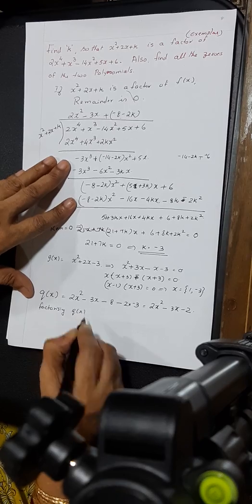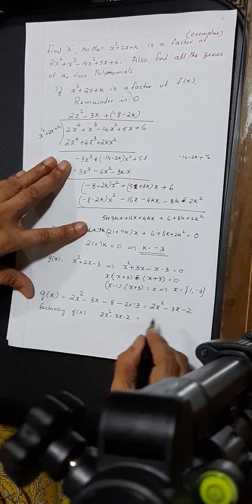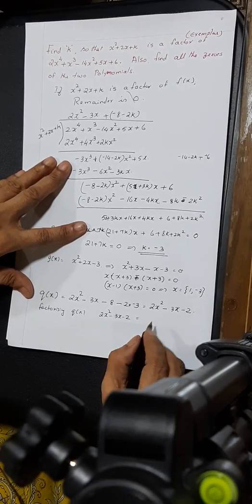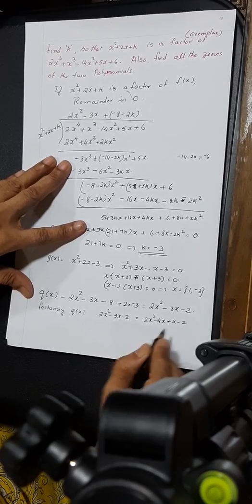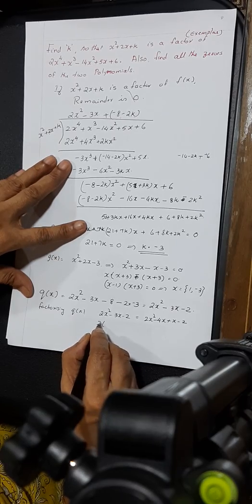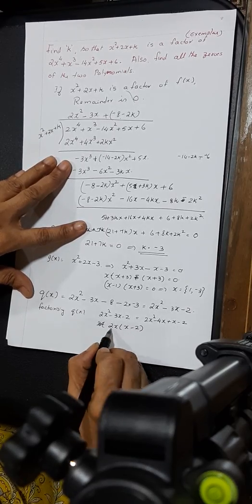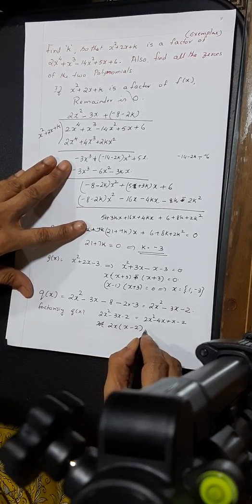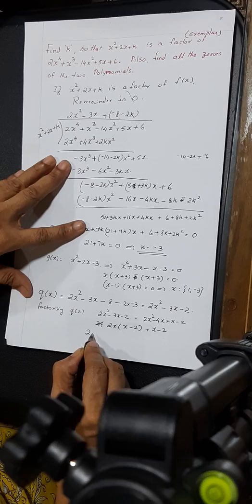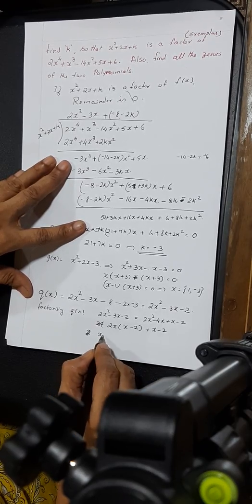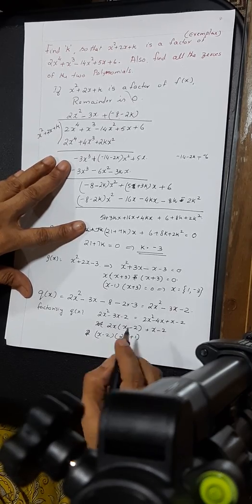Factorizing q of x, you get 2x squared minus 3x minus 2. So the product is 4, so 1 into 4: 2x squared minus 4x plus x minus 2. So 2x into x minus 2, plus 1 into x minus 2. So this is equal to x minus 2 times 2x plus 1, taking x minus 2 as a common factor. You remember the splitting of the middle terms which you have learned in 8th standard.